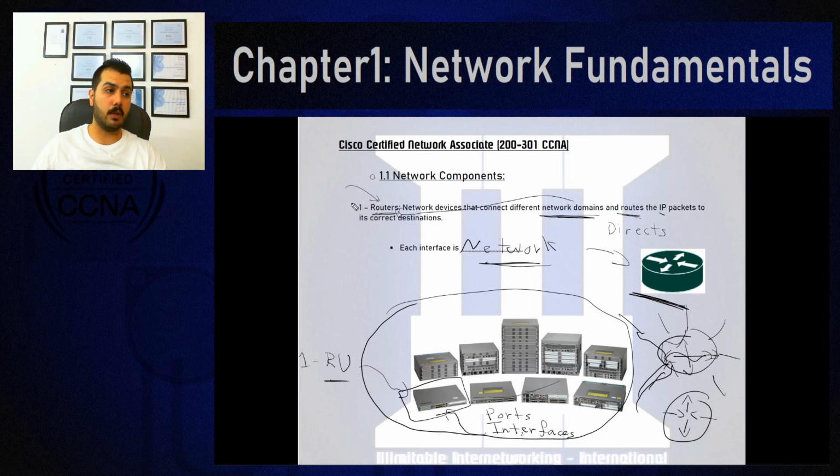Anyway, routers are network devices that connect different network domains. Different separated networks are connected together through a router device, and after that the router directs the information from a single network to another. It's the router's responsibility. Okay, hope this was clear.